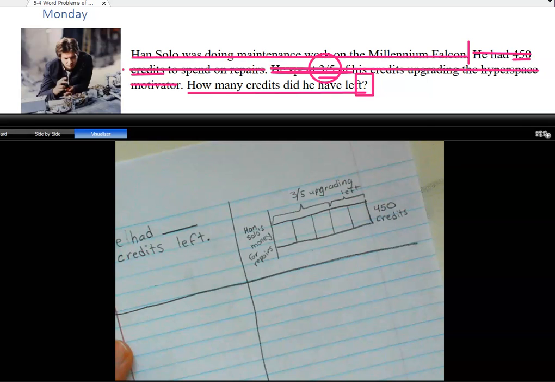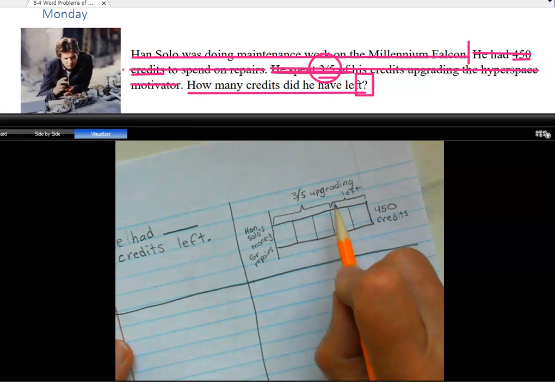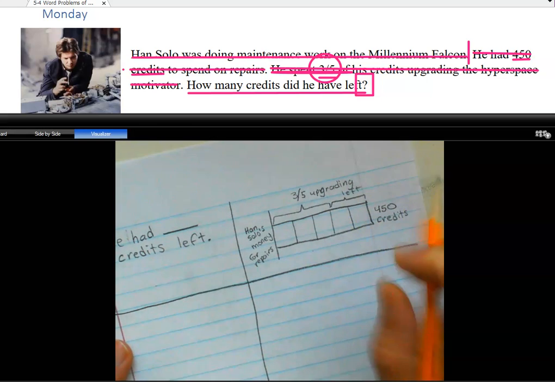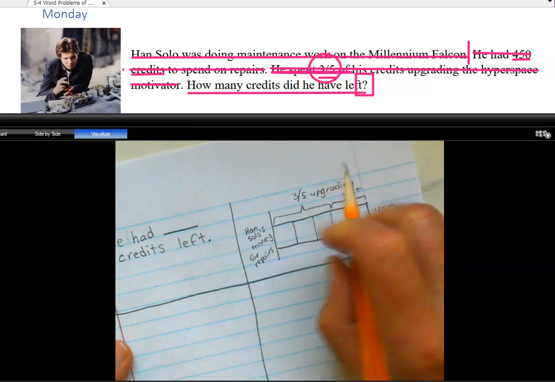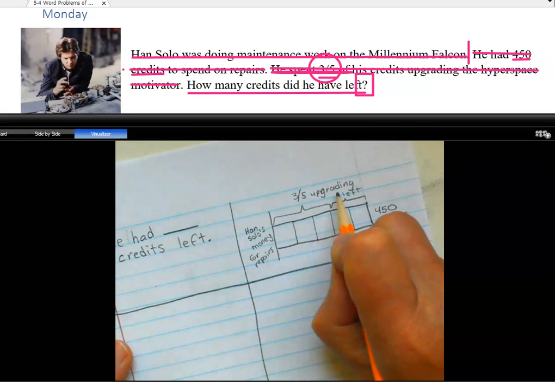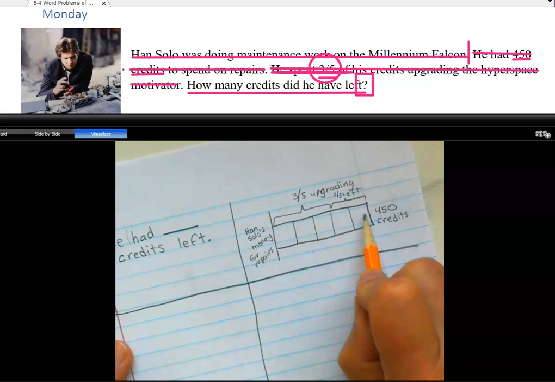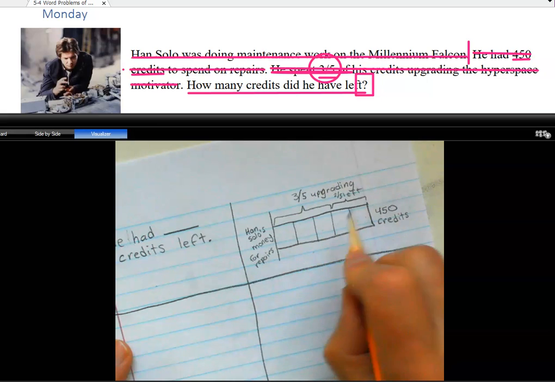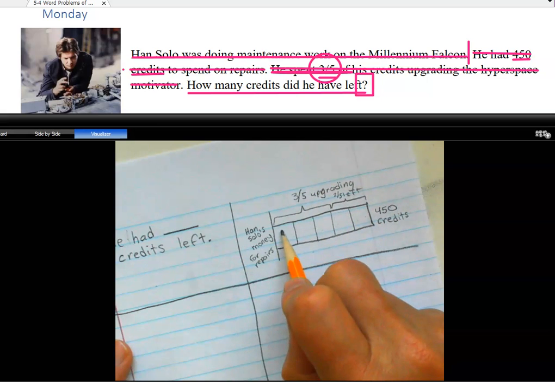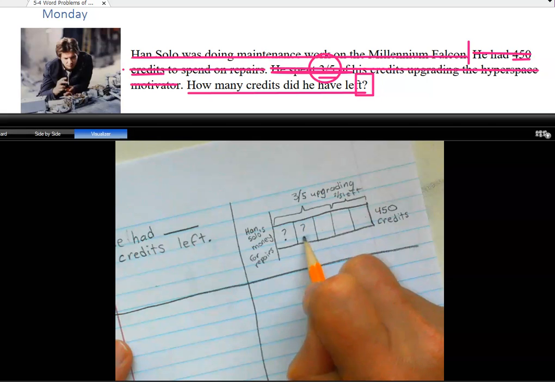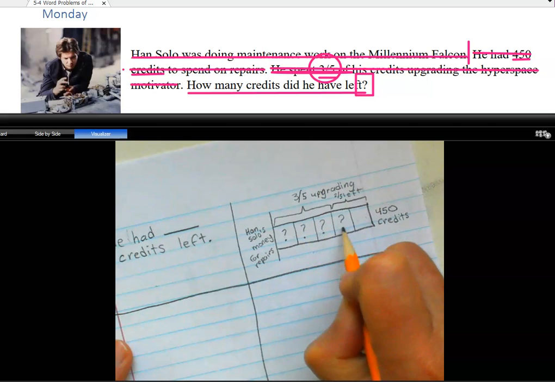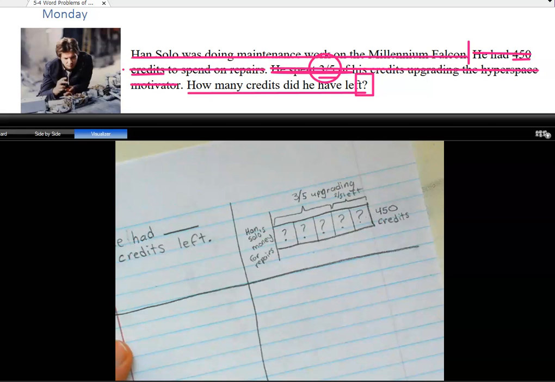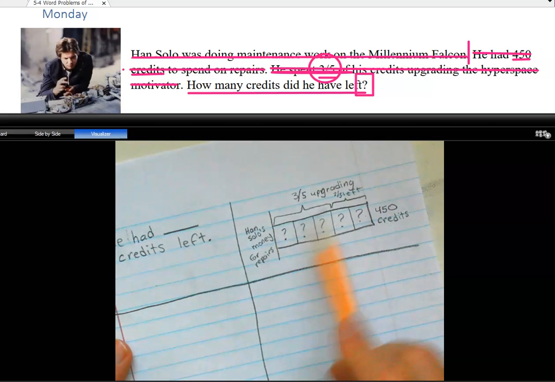So what I need to do now is figure out where I'm going to show that. The part that we need to know that is left is right here. I know that if this is 3/5, this is going to be 2/5. But I also want to know the credits. So really the question mark is how much each one of these fifths is, and how much 2/5 is in terms of credits.